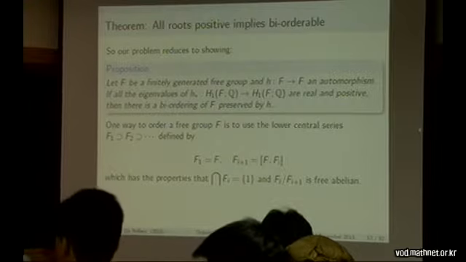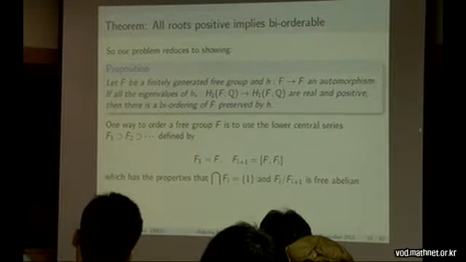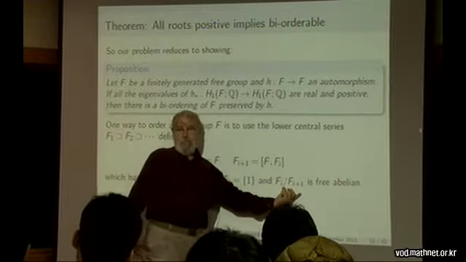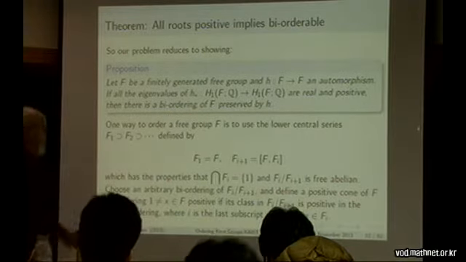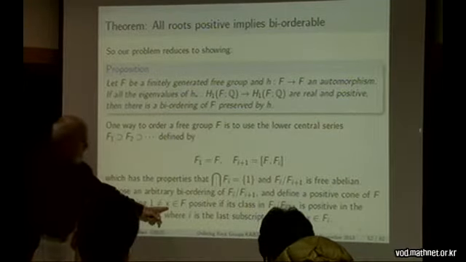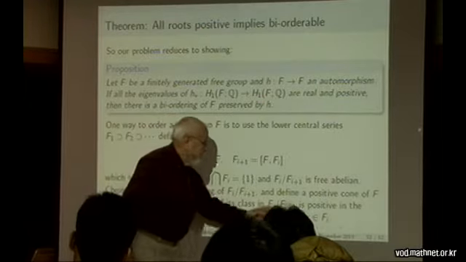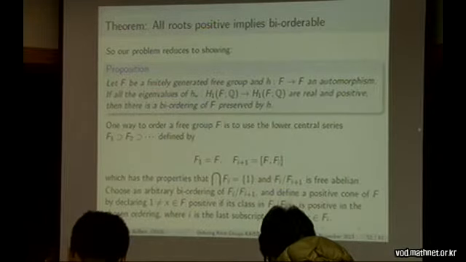That's why those are biorderable. Anyway, free groups. We have these two properties of the lower central series, and we can use that to biorder the free group. Since this is free abelian, it's essentially Z to some power, we can certainly biorder that any way we like. So choose an arbitrary ordering of the quotient, and now to define a positive cone for F, take a non-identity element and call it positive if in the last Fi in which x lives is positive in that quotient. So it's a sort of lexicographic order in the series of lower central quotients.